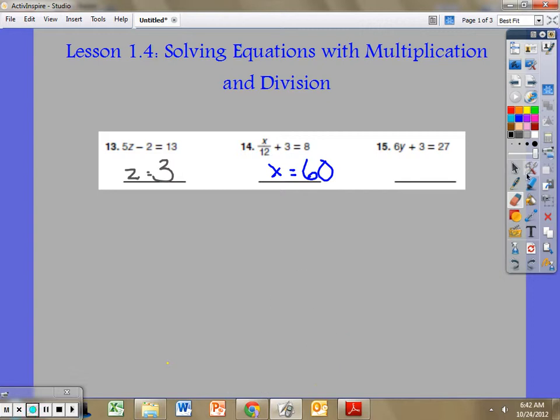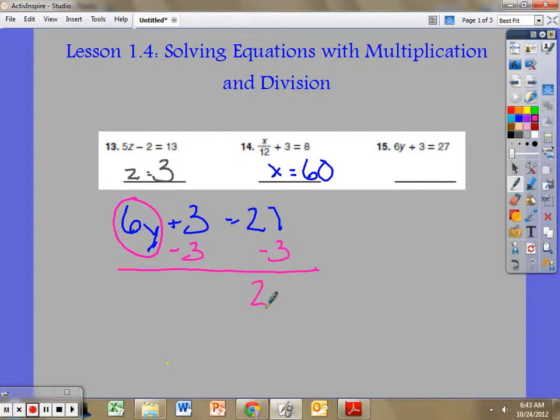Alright, and let's take a look at, let's rewrite this, 6y plus 3 is equal to 27. Alright, first step I want to do, I see that I have a coefficient here with the variable. I'll leave that to the last. To simplify this, I will get rid of the 3 first, so subtract 3 from both sides.